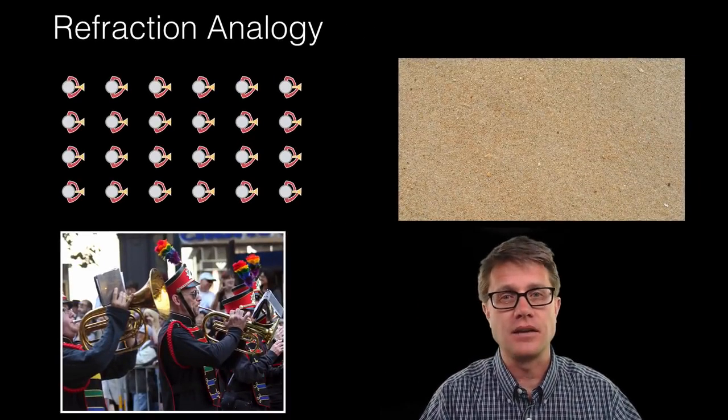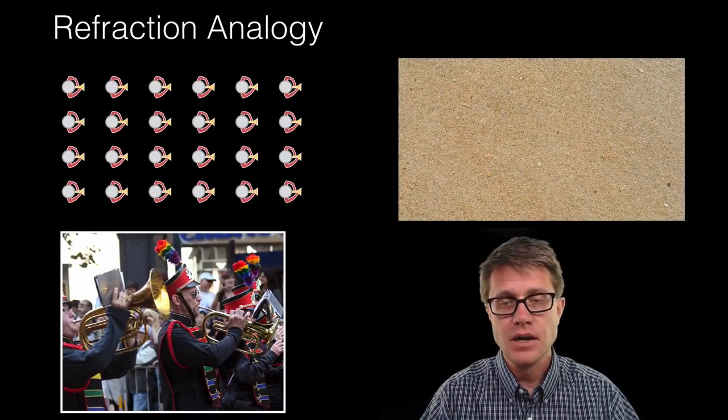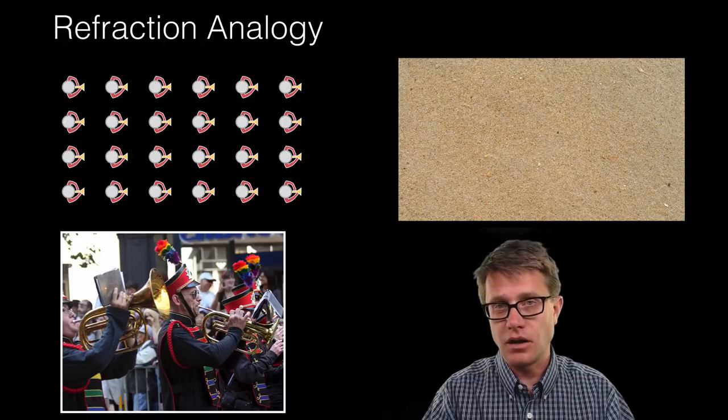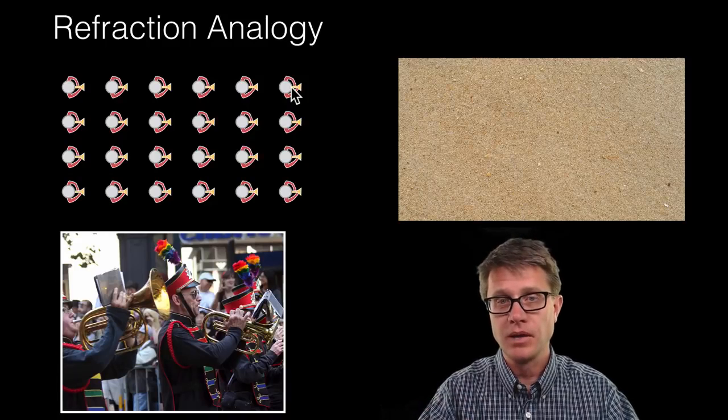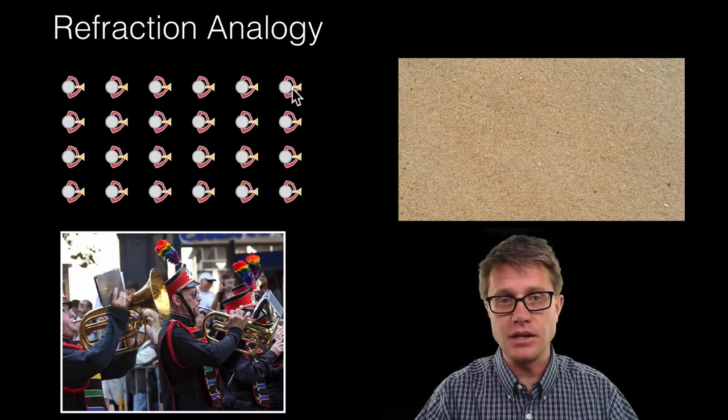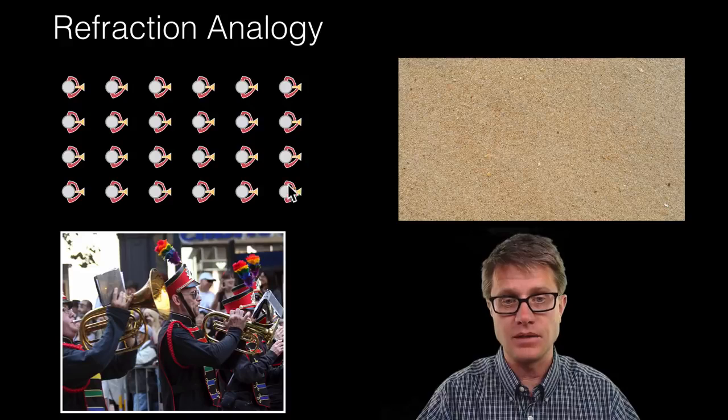And so let's get to that analogy I was talking about a second ago. And so imagine we have a marching band that's all walking together. And so we're looking at the marching band, the trumpet players, and we're looking at them from above. And as they're marching, they're trying to keep the space between them the same.